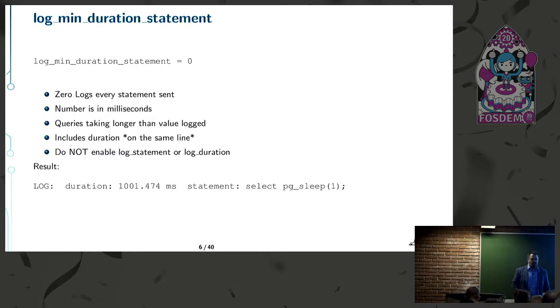One of the big things about log_min_duration_statement is that it will give you the duration on the same line, right? Which is going to make parsing and analysis of the log file a lot easier. So I say don't enable log_statement or log_duration, because if you enable those, the time ends up on a different line from the actual query, which makes it really obnoxious to try to figure things out. So this is what you'll see from a result here, right? This is a very simple pg_sleep statement, and you can see here we have a duration of about 1,000 milliseconds.